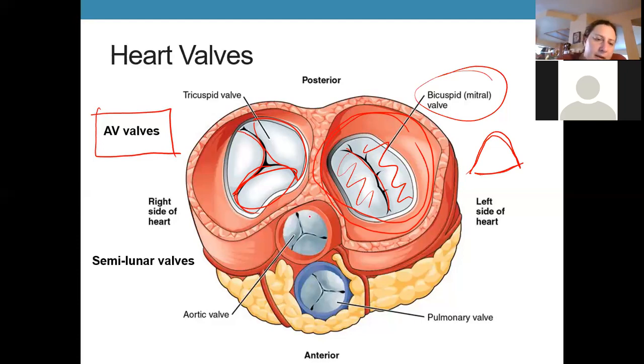And then the other pair of valves are called semilunar valves because somebody thought that these little flaps looked like half moons. And there's one for each of the blood vessels that receives blood when the ventricles pump. So the aortic valve is between the left ventricle and the aorta, and the pulmonary valve is between the pulmonary trunk and the right ventricle.